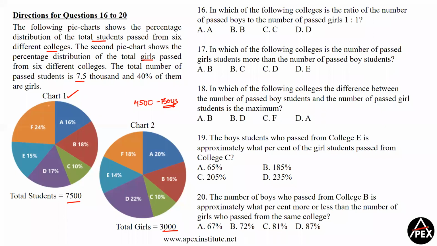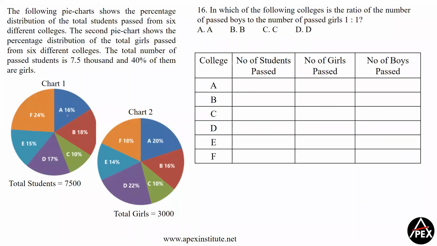Now tell me, with this pie chart and given the total number of students, can we determine the total number of students passed from each college? Yes or no? Yes, sir. Okay. Can we determine the total number of girls passed from each college? Yes. So using these two, we can determine the total number of boys passed from each college. So just help me with the calculations part. 7,500 are the total number of students passed.